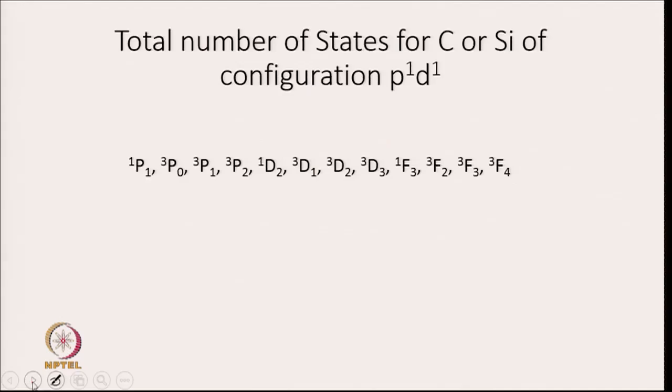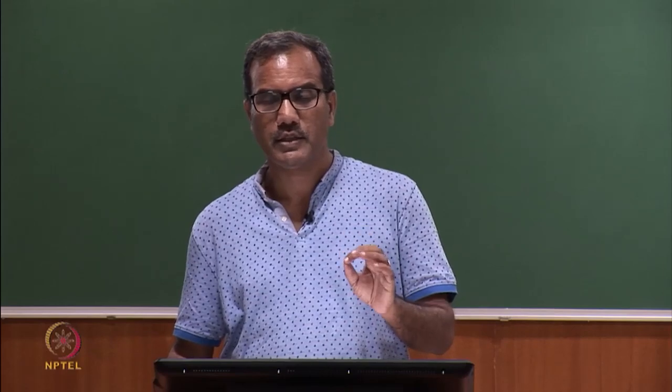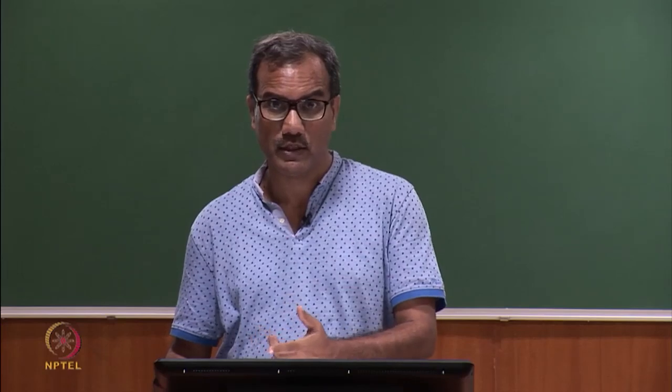So the total number of states for carbon or silicon of configuration P1, D1 will be 1P1, 3P0, 3P1, 3P2, 1D2, 3D1, 3D2, 3D3, 1F3, 3F2, 3F3 and 3F4. That's all the combinations of states that will exist for carbon or silicon. This is the excited state. Remember, it is not the ground state, it is not the P2 configuration. It is P1, D1, the excited state of carbon or silicon. So they are going to have these many energy levels.